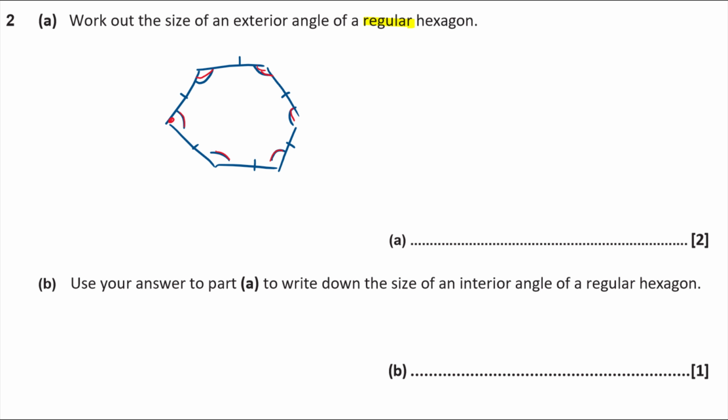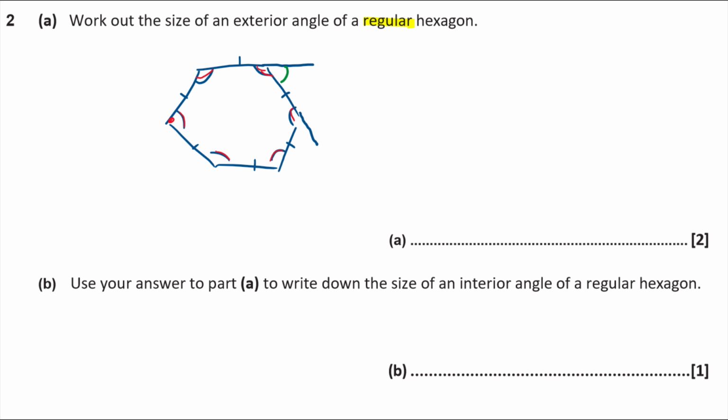So to find an exterior angle, if you extend the lines out like this, they're the exterior angles. So it's these ones. Okay, then to find those, we just have to divide 360 by the number of sides, don't we?